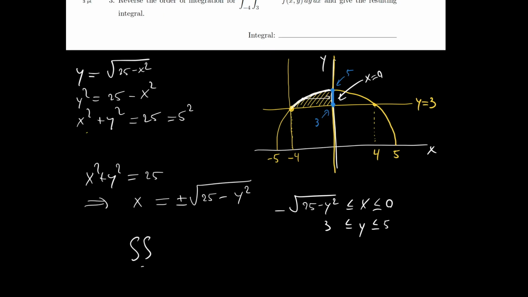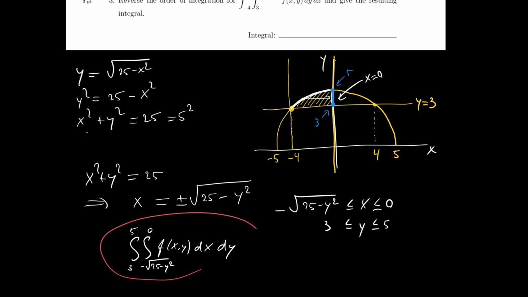So for x, it's minus the square root of 25 minus y squared all the way to 0. And so that's integrating f over x. And then for our outer integral over y, we integrate from 3 to 5. All right, so that will conclude our question, and this is the answer. And that brings us to question number 4.